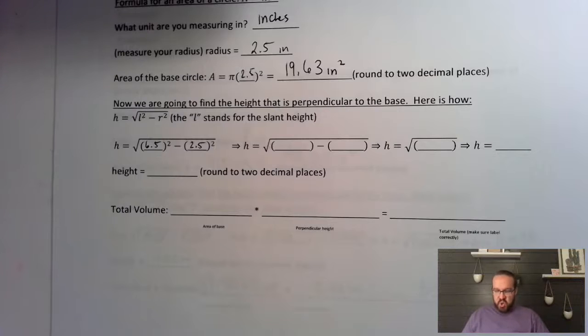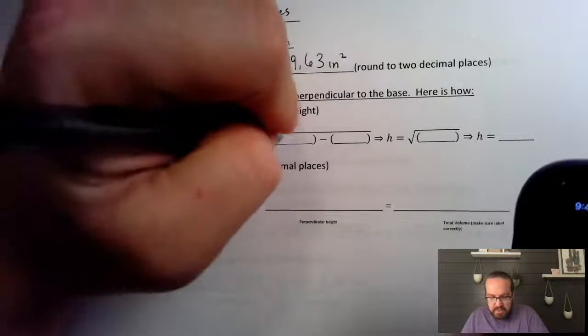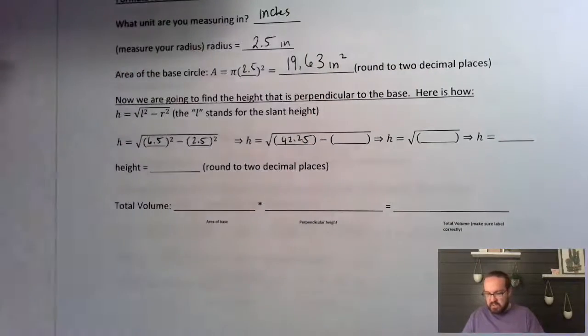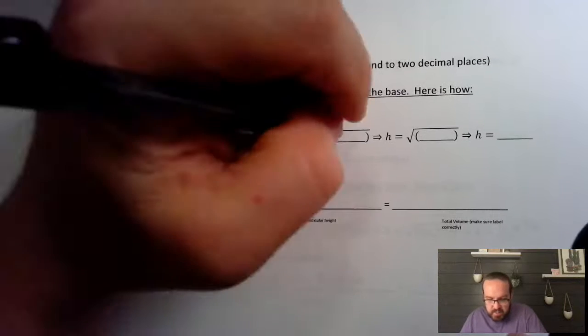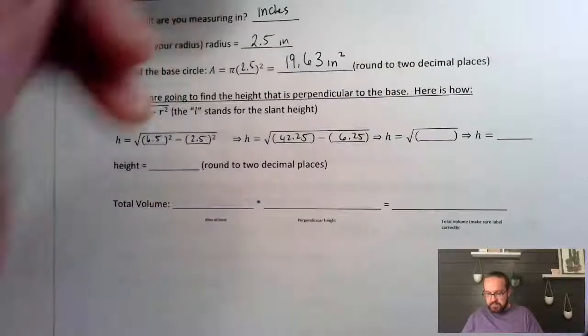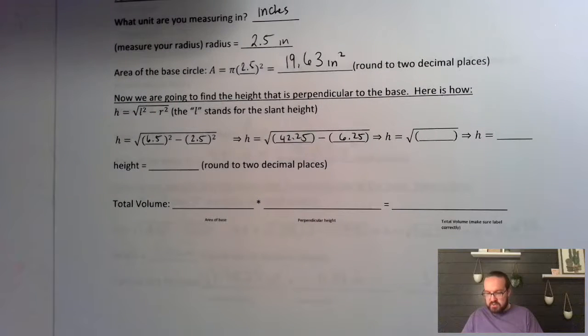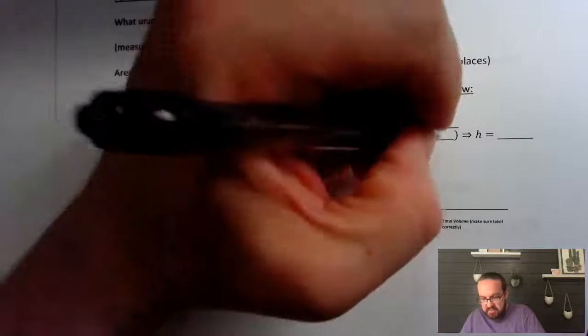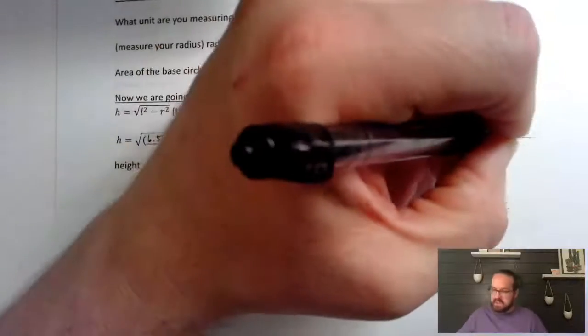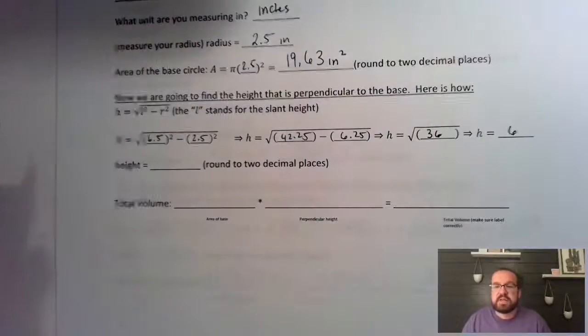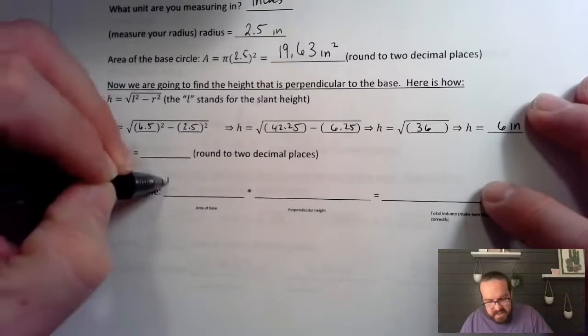All right, so we're going to take 6.5 squared. We're going to make 42.25. We're going to take 2.5 squared, and that makes 6.25. I'm going to subtract those two numbers and get 36, so I know my height is just going to be 6 inches tall. Yes, guys, I did not forget about it.